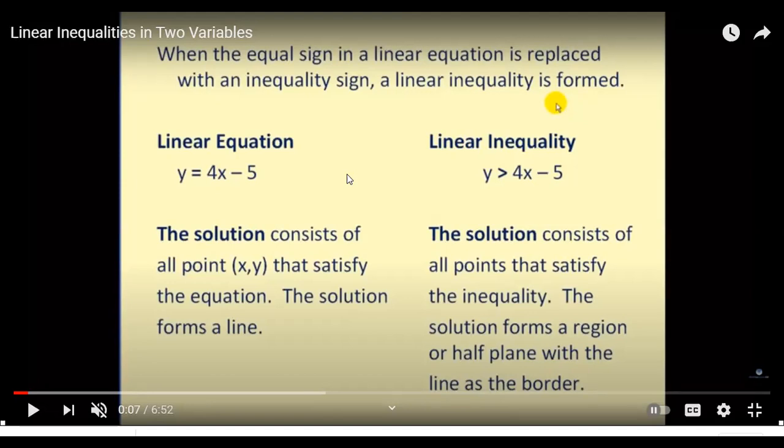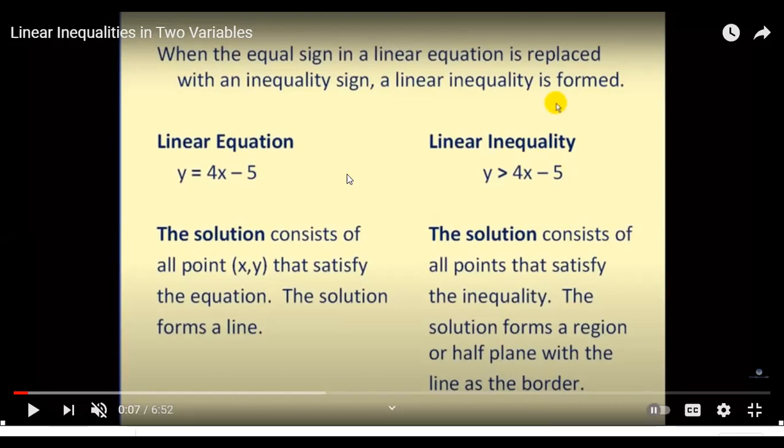An equation consists of one ordered pair, only one ordered pair that can satisfy the equation. But for inequalities, more than one answer may satisfy it. More than one answer could be satisfied, and it will belong to the region which we are going to explain after a while.